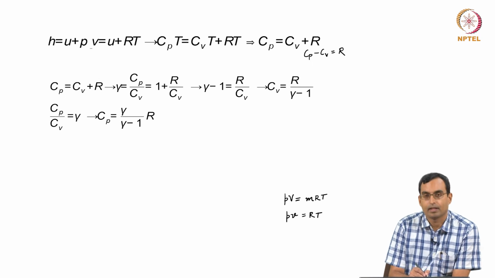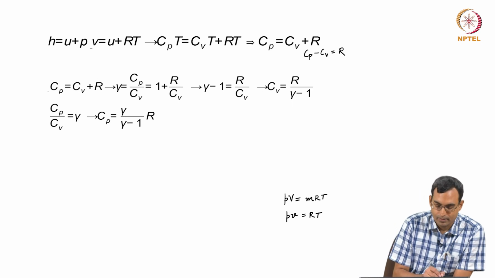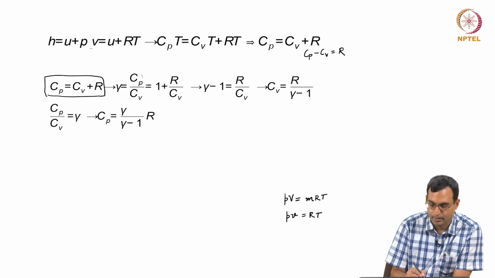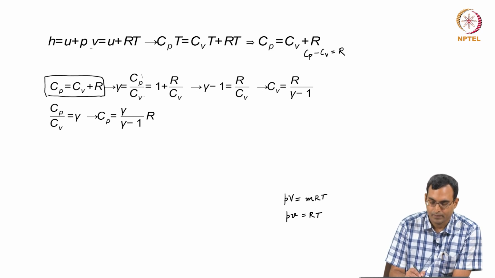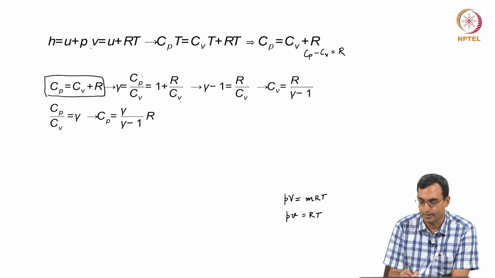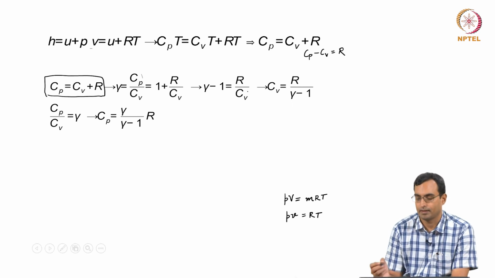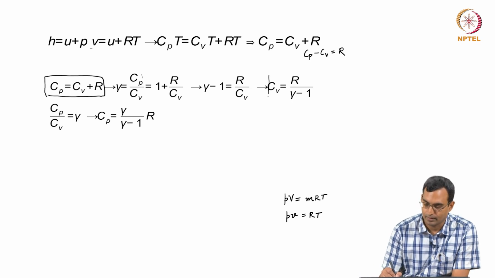What we can also find out is gamma, which is essentially Cp by Cv. Using this formula and substituting in the expression for gamma, instead of Cp by Cv, I can put Cv plus R by Cv. The Cv gets cancelled, I get 1 plus R by Cv. So, gamma is 1 plus R by Cv, which means that gamma minus 1 is R by Cv, which means Cv is R by gamma minus 1. This is a relation which we get between Cv and R.